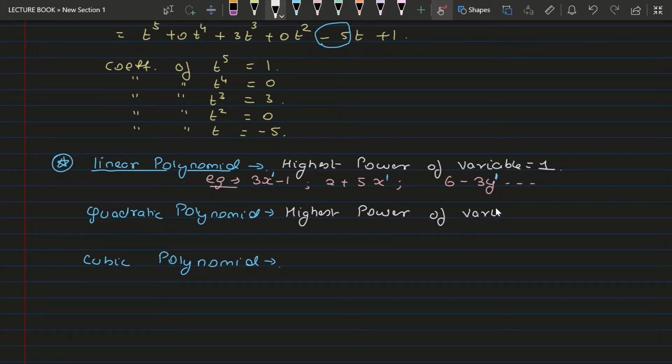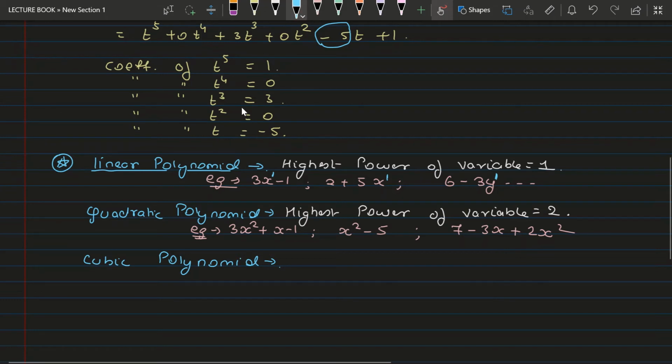When we talk about quadratic polynomial, the highest power of the variable is 2. So if the highest power is 2, it can become something like this: 3x square plus x minus 1, or probably just x square minus 5, or you can say 7 minus 3x plus 2x square. All these terms, because the highest power is 2, become your quadratic polynomial.